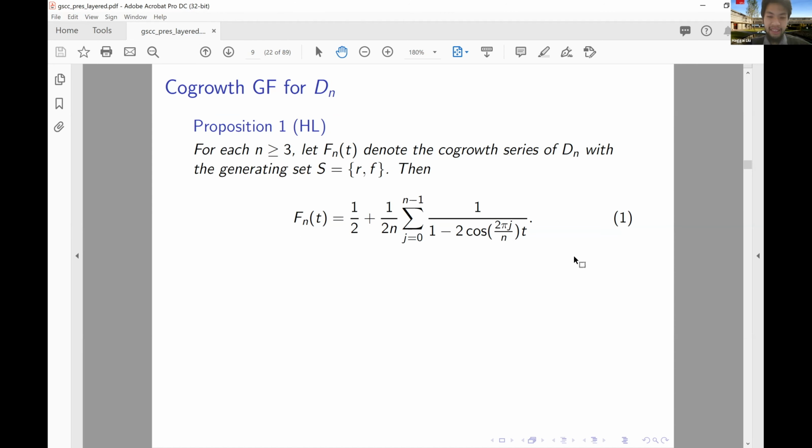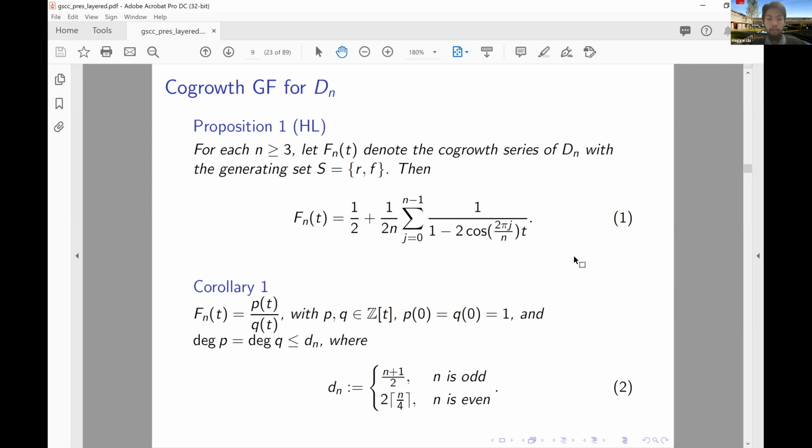As you can see, it's much more complicated than just a geometric series. And as a corollary, if we simplify equation 1 in front of us into a ratio of two polynomials over the integers, we get that the degrees of both our polynomials are the same, and that's upper bounded by a quantity that's roughly n over 2.